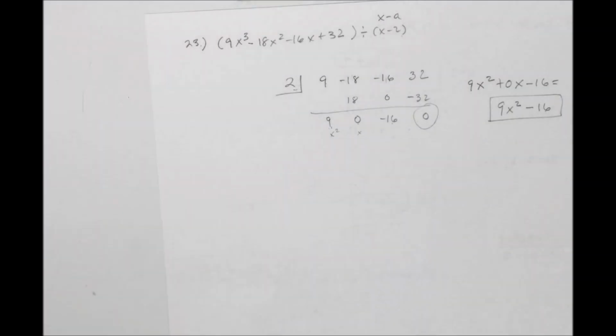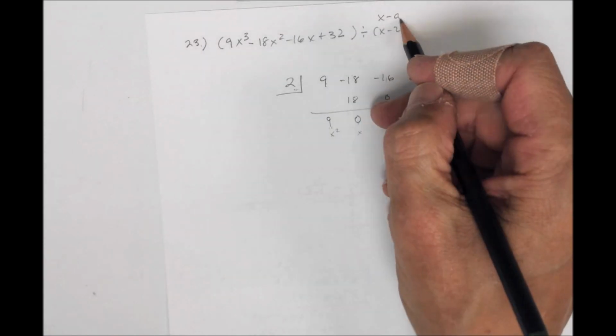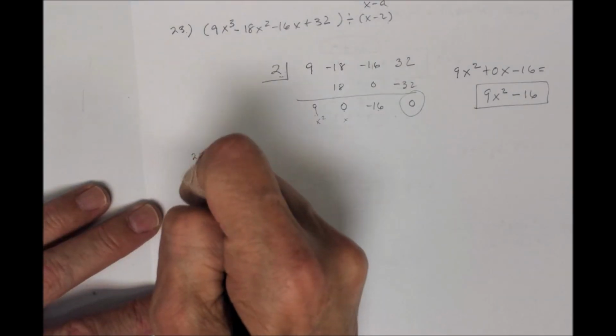0x just 0. You get 9x squared minus 16. It's not so bad. Again, you have to have it set up so that you're dividing by a linear binomial that is in the form x minus a number, even if the number is a fraction. Speaking of which, number 27.